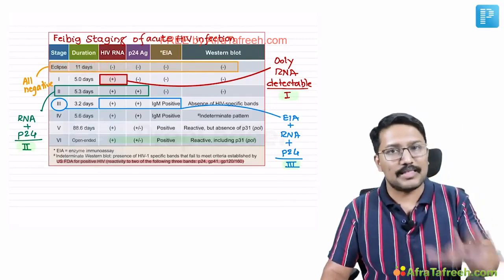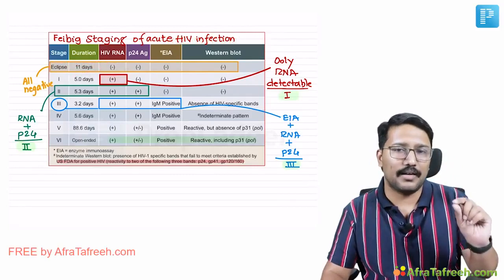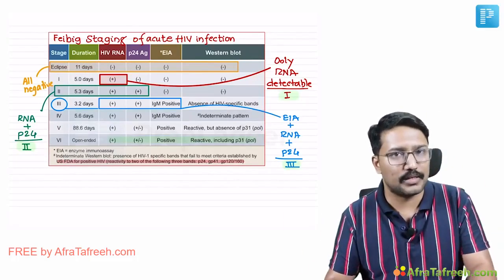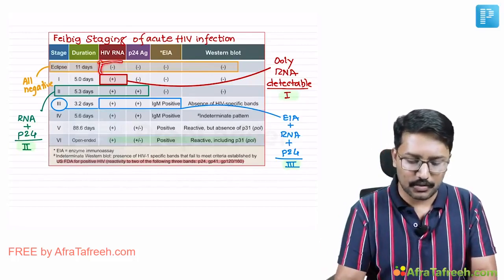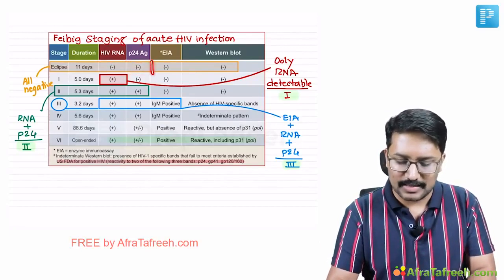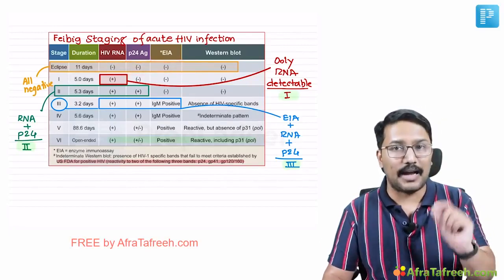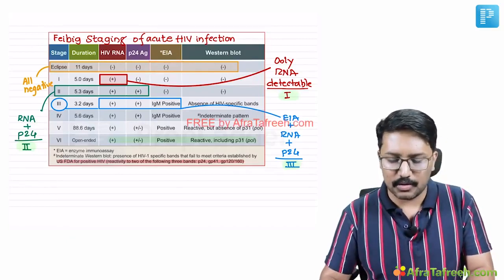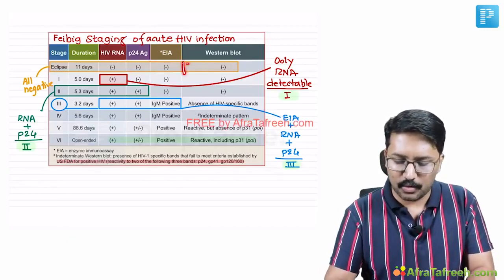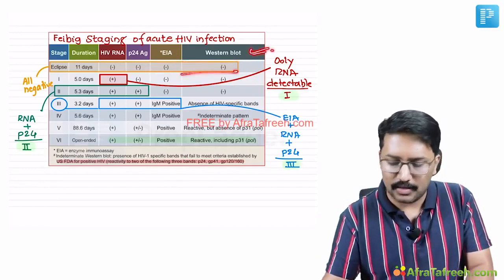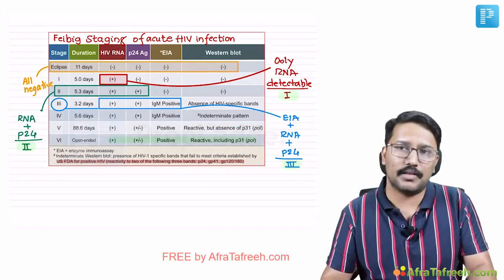The RNA virus is replicating at this point of time, but the RNA has not reached a threshold which can be detected by our current generation of PCR assays, right? So your RNA is going to be negative, your P24 antigen is going to be negative, your enzyme immunoassay trying to identify HIV-specific antibodies will be negative, and the Western blot assessing viral proteins will be negative, right? Everything is negative in the eclipse period.